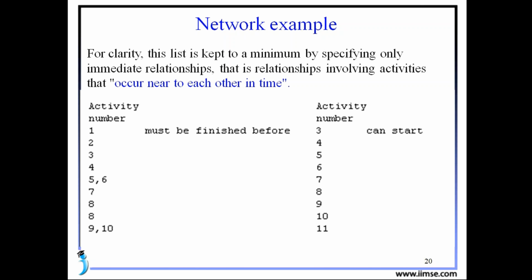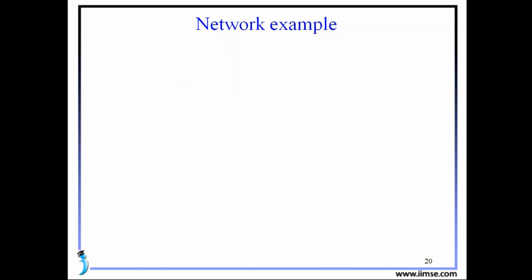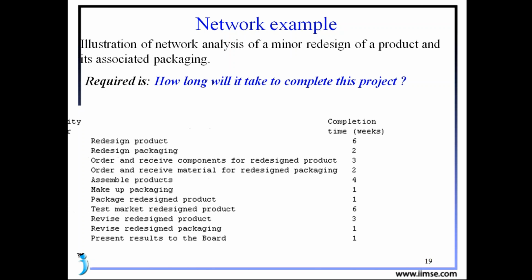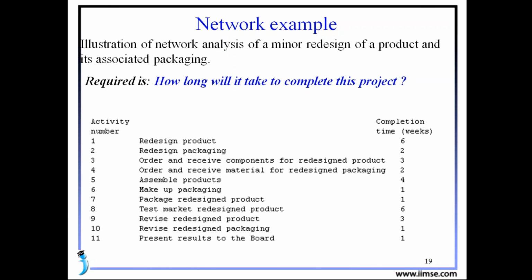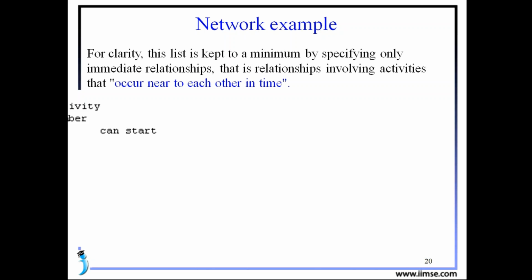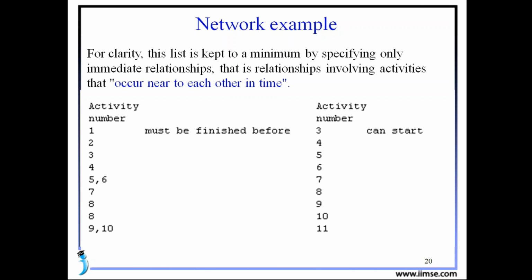See here in previous slide, when you say which work we should start first, which work we should start later, we cannot say exactly. That means with this we cannot do our plan. So we need some more information that I showed here. See here, network for clarity, this list is kept to a minimum by specifying only immediate relationship. That is relationship involving activities that occur near to each other in time.